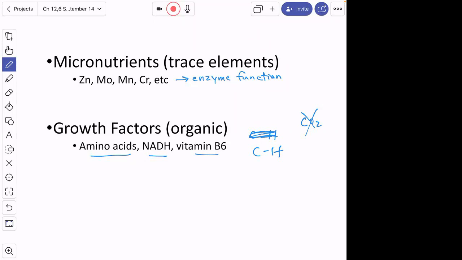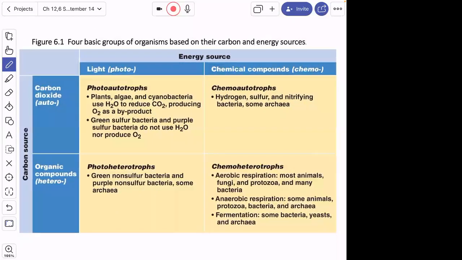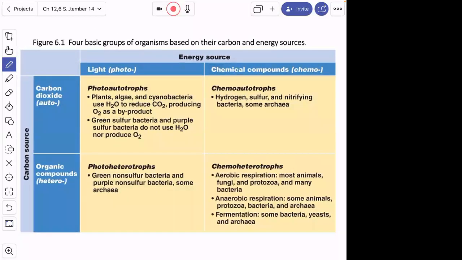All right, so that brings us to this nifty little table that helps explain that terminology, the ways that we describe the groups that we put organisms in based on how they get their carbon and how they get their energy. If you pick this apart a little bit, for the terms describing the energy source, we use two different prefixes.